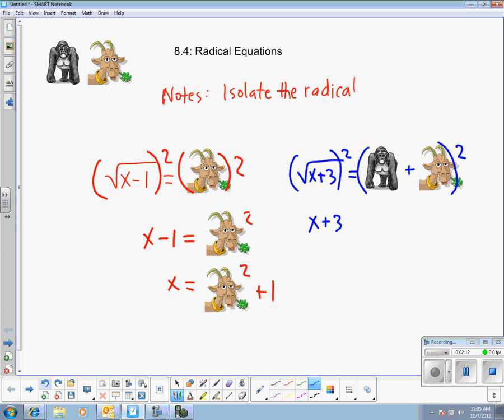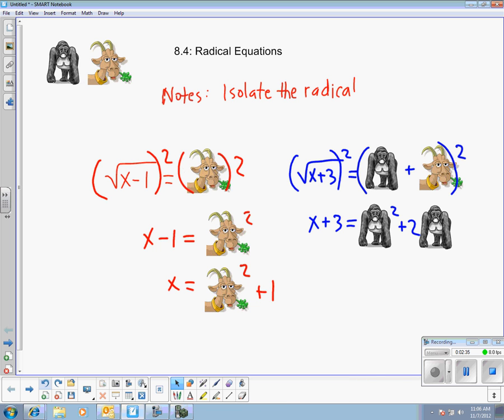Now, this is not gorilla squared plus goat squared. And I say this lots of times, but people still make this mistake. This is gorilla plus goat times gorilla plus goat, which would be gorilla squared plus 2 times gorilla goat plus goat squared. All right, you got to FOIL it.